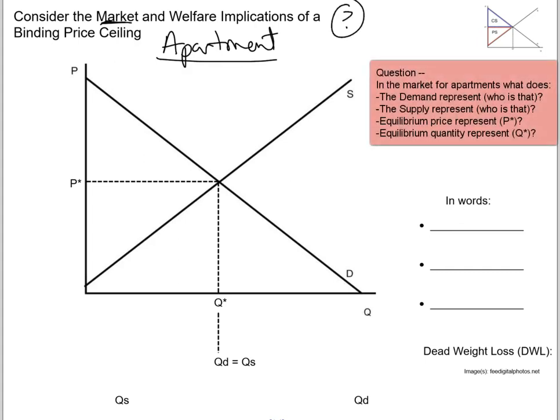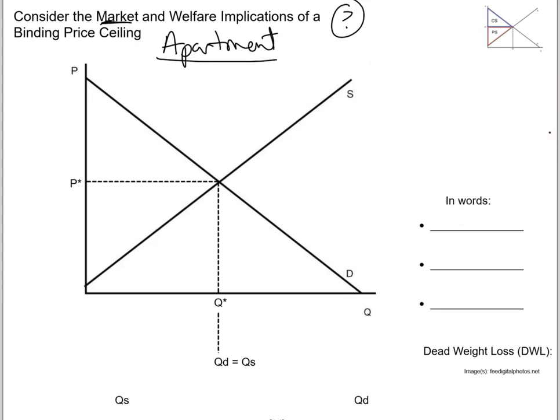One, what does the demand for apartments, who is that? The supply of apartments, who is that? What are they trying to do in the market? This equilibrium P star, if we're talking about apartments, what does that represent for buyers? Q star, what are we talking about? What does Q star represent in the market for apartments?